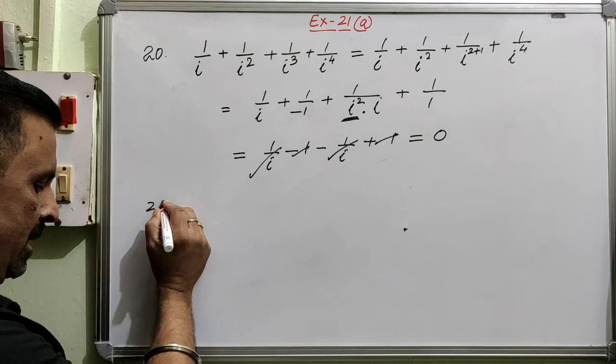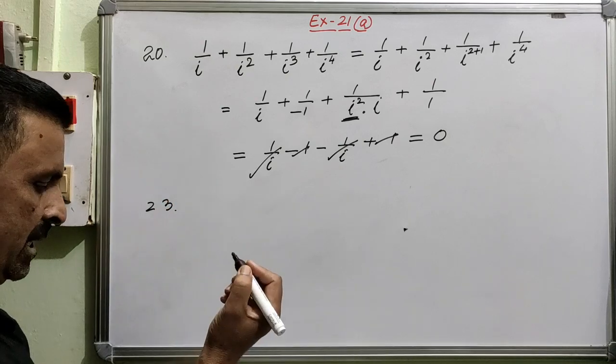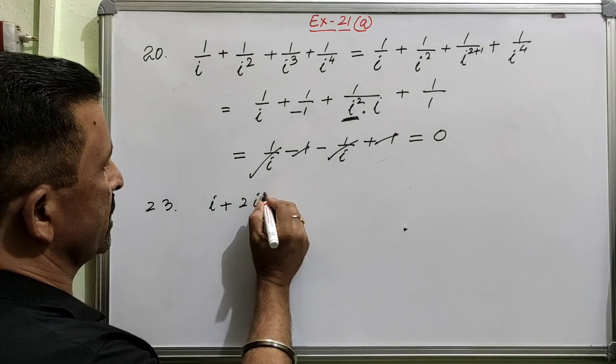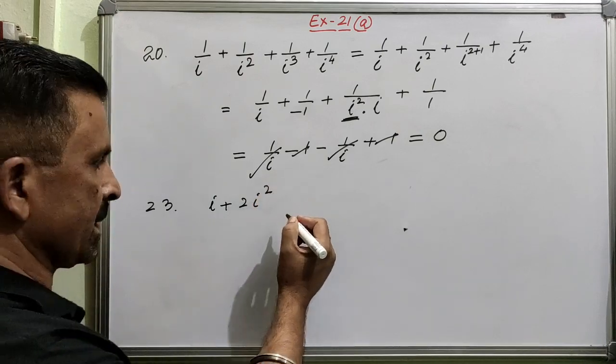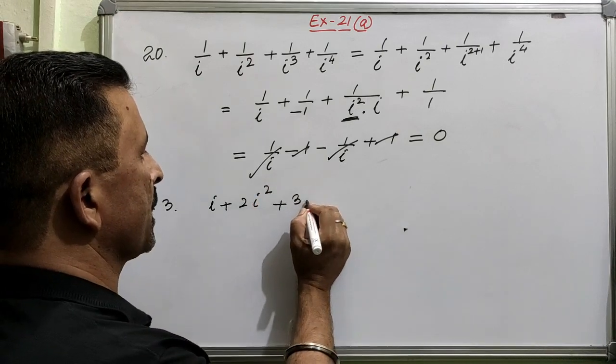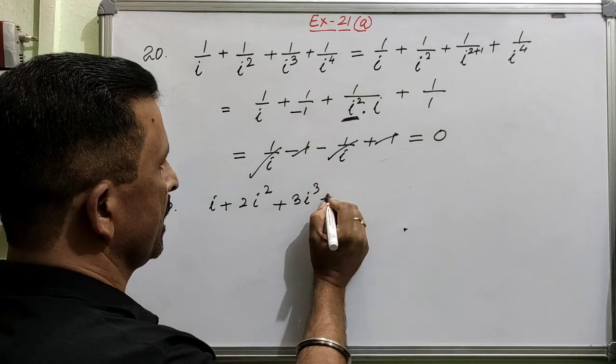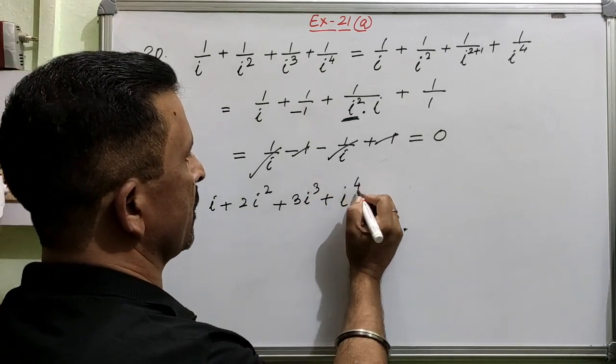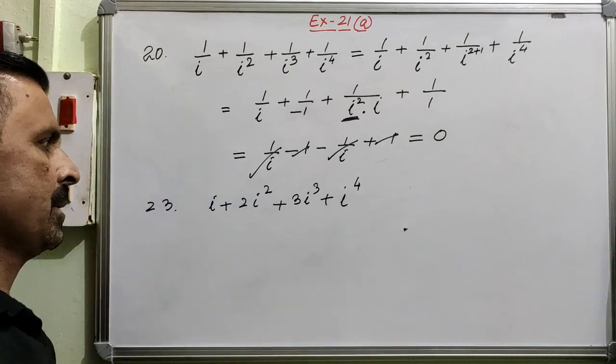Now let us take one more question, that is question number 23. This question is i plus 2i square plus 3i cube plus i to the power 4. Right? This is our question.